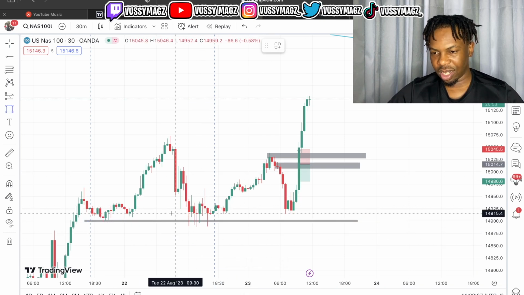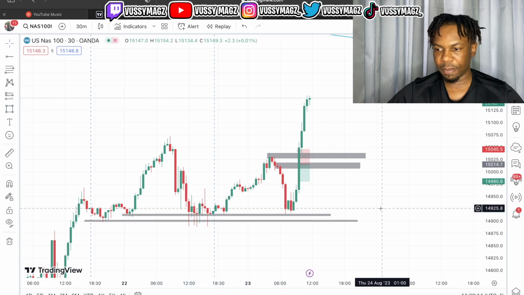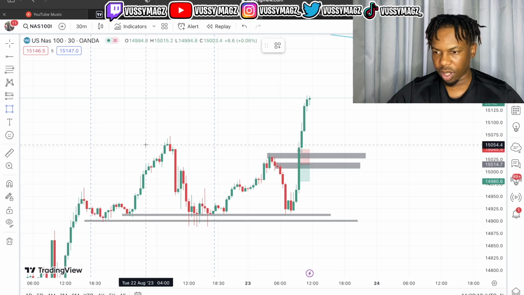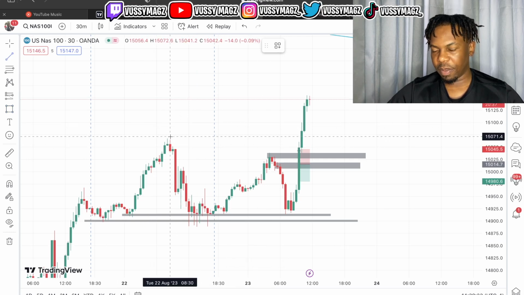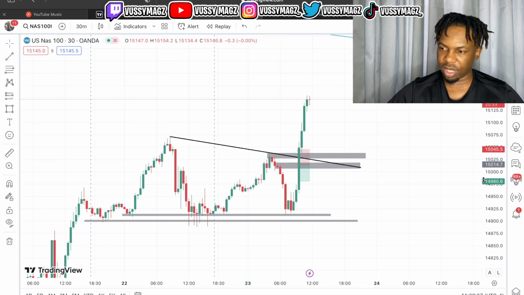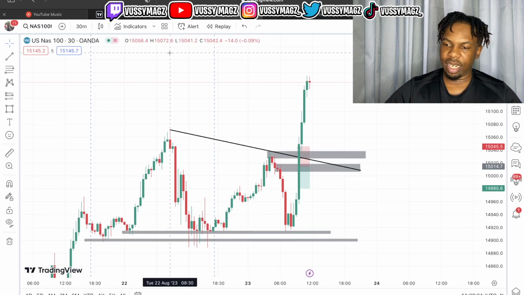There was also another level which wasn't really that important, but somewhere there was a level also that was being respected. You understand? And then here there wasn't really any structure except maybe a trend line, but I don't really like using trend lines like this. You understand? Because usually they just get violated. So I was looking at this structure, right?